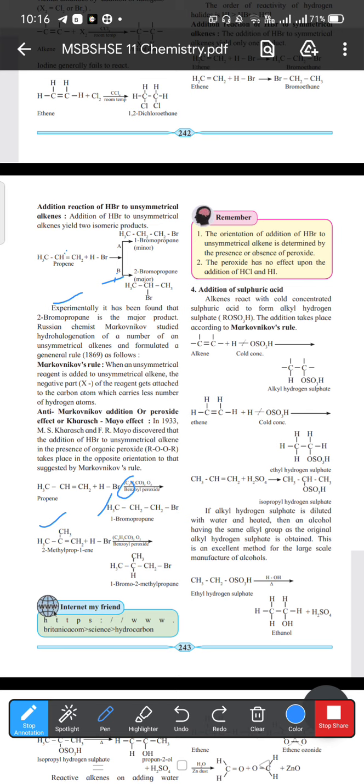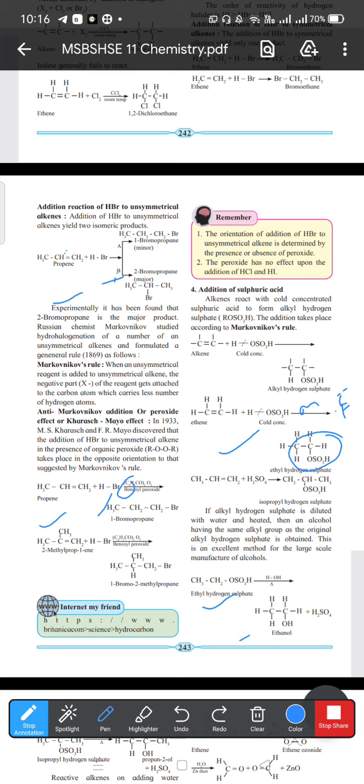Later on, addition reaction with sulfuric acid we'll see. In this reaction, the alkene reacts with sulfuric acid which is cold and concentrated. This addition also we'll see according to the Markovnikov rule. According to the Markovnikov rule we'll get here CH3CH2OSO3H, which is ethyl hydrogen sulfate, but it is not a stable product. This ethyl hydrogen sulfate can continue to further reaction, and from that we can get the further product. The continuity of this reaction we'll see over here.